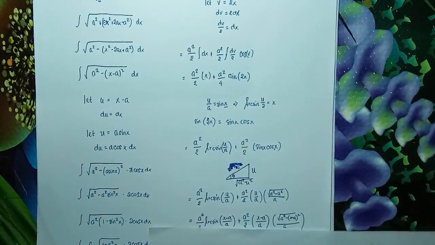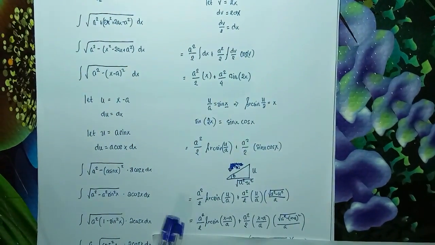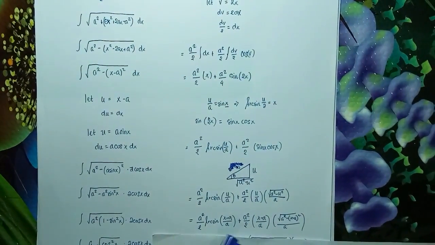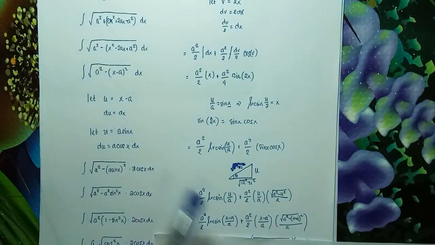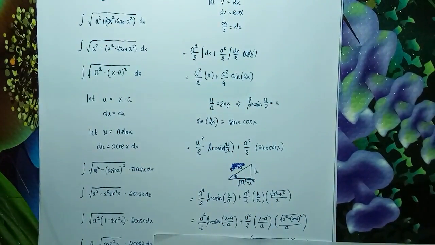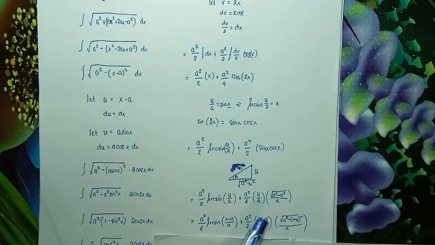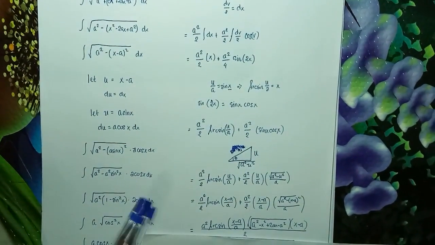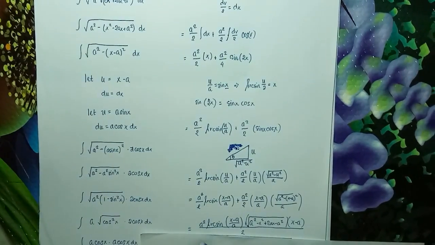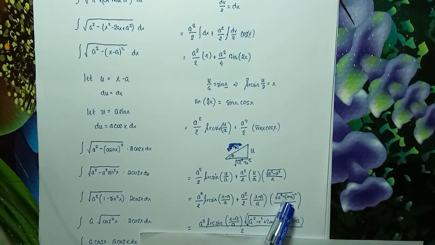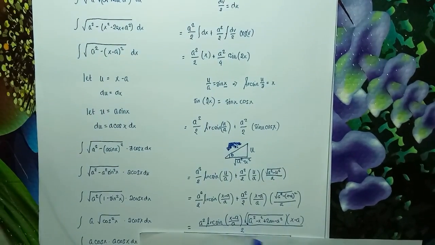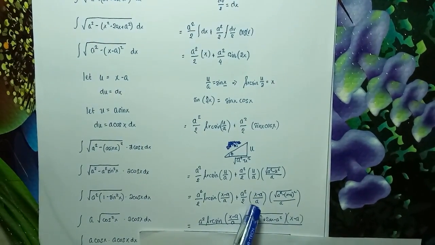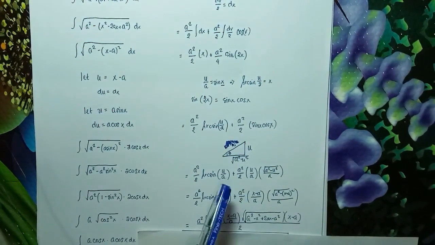So a squared over 2 arc sine of (x minus a) over a, we plugged in the value of u from here, plus a squared over 2, again we plugged in the value of u, (x minus a) over a times the square root of a squared minus the value of u, again (x minus a) squared, over a. So here we have a squared arc sine of (x minus a) over a. So we expanded this. So now we have a squared minus x squared plus 2ax minus a squared times x over a. The a's here will cancel out from this term.